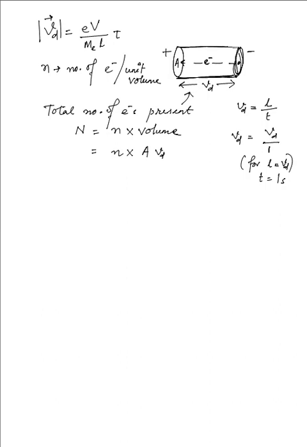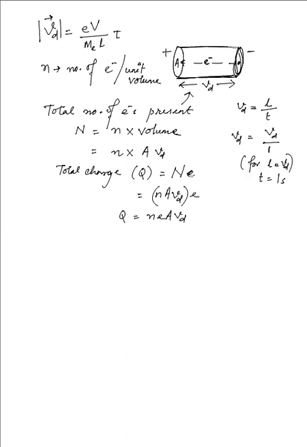So what is the total amount of charge present? As far as charge quantization is concerned, the total charge within that volume is Q, which is equal to the total number of electrons, capital N, multiplied with the charge of each electron, e. Putting the value of N, which is nA times Vd, multiplied with e, we have the total charge Q. Rearranging it, we have nеA times Vd.